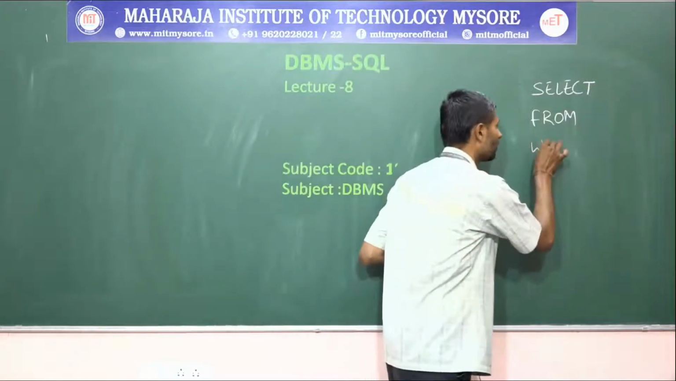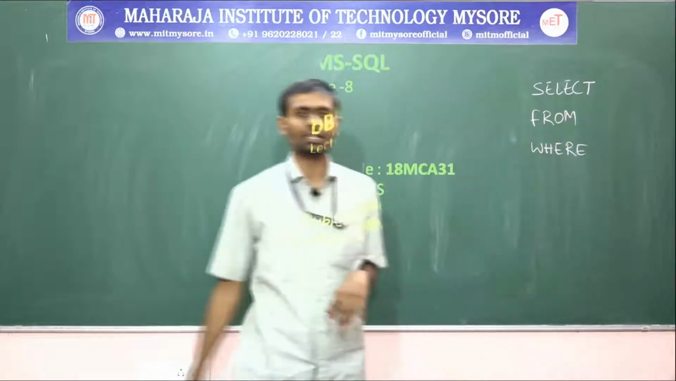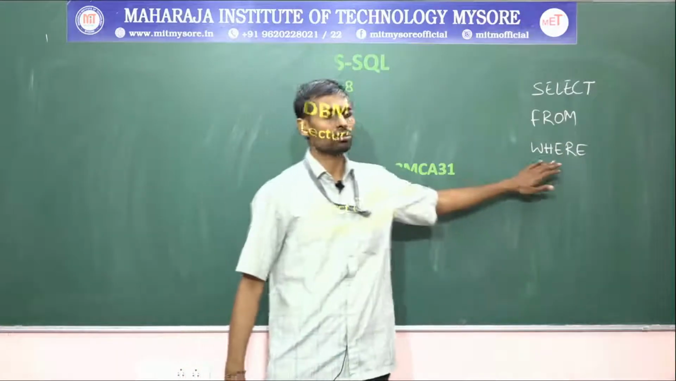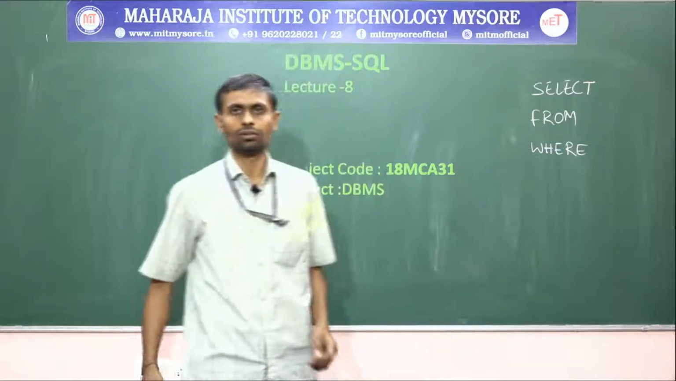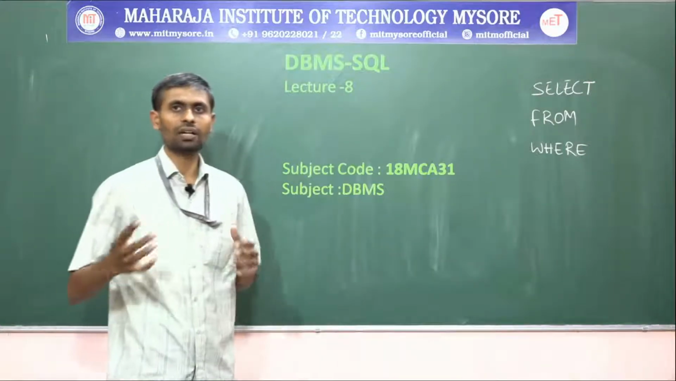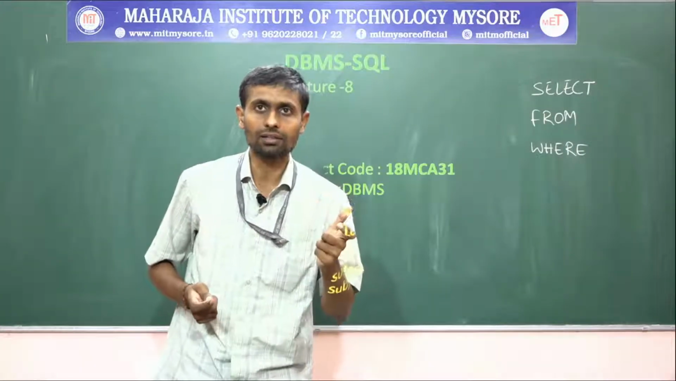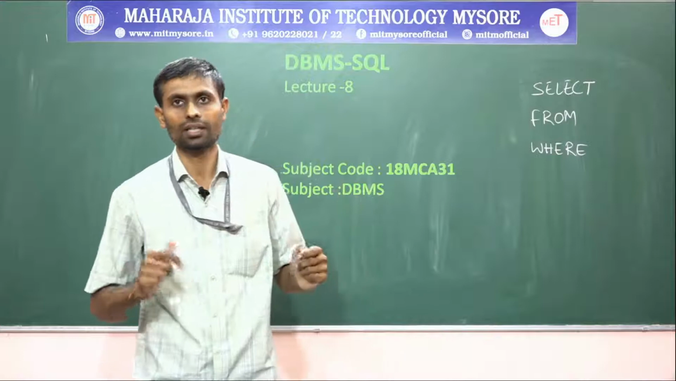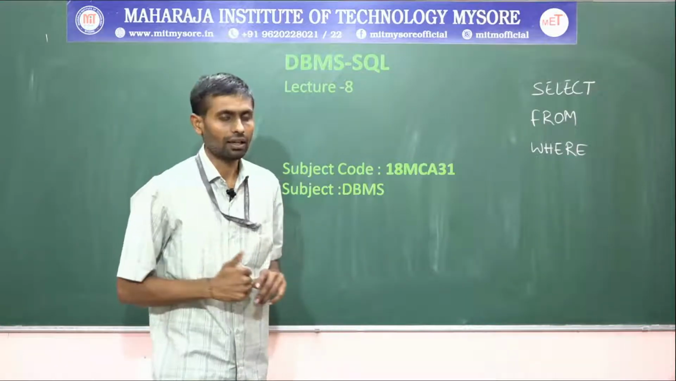Then the next class we discussed is the where class. If we want to check any conditions, we make use of a where class. In the where class we write the common attribute joining conditions, especially when a query requires multiple tables for retrieving data.